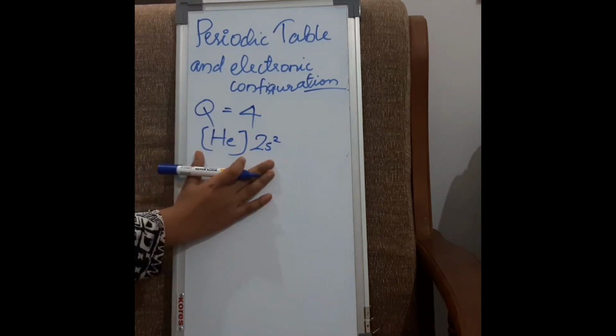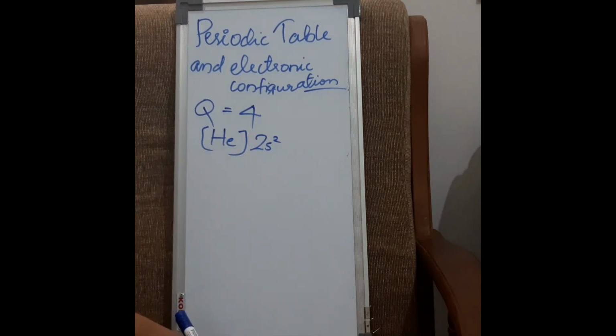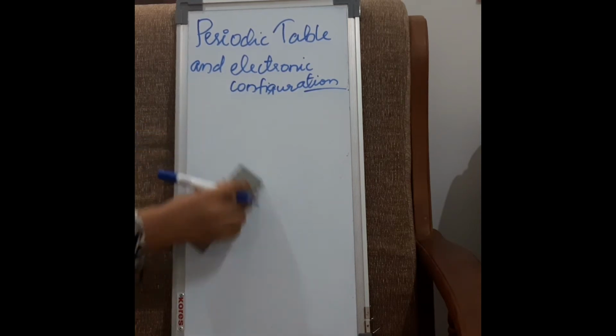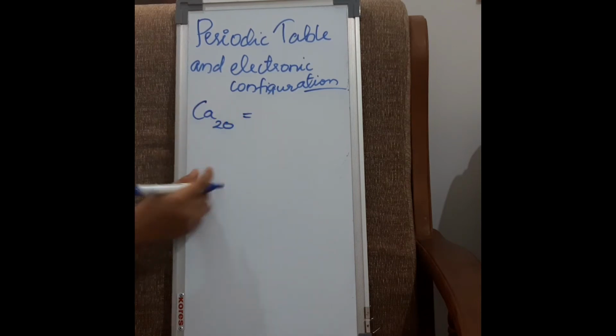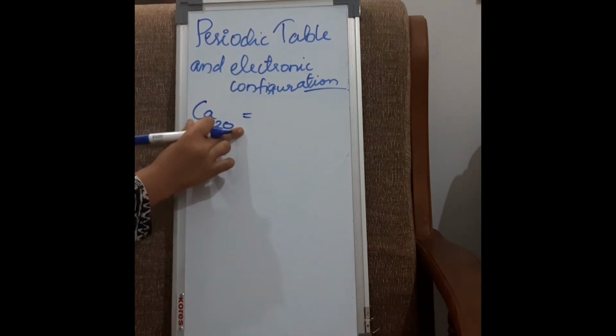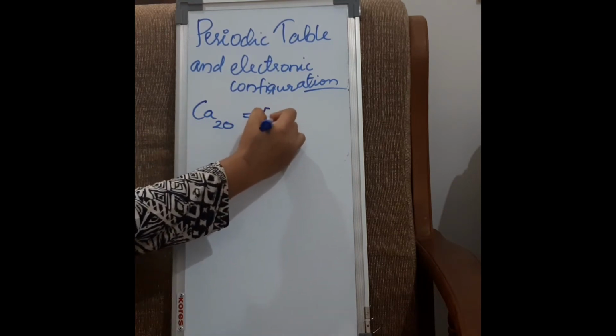So this is how to write the short form. Okay, there are many examples. Now I will tell you, if we take Ca 20, when we are writing Ca 20, we have to take Ar.